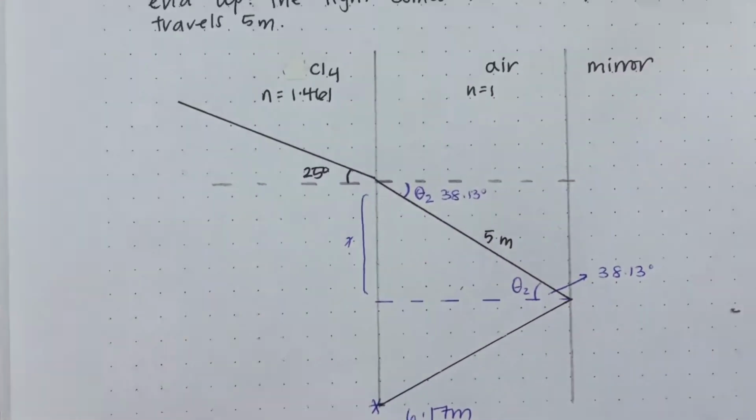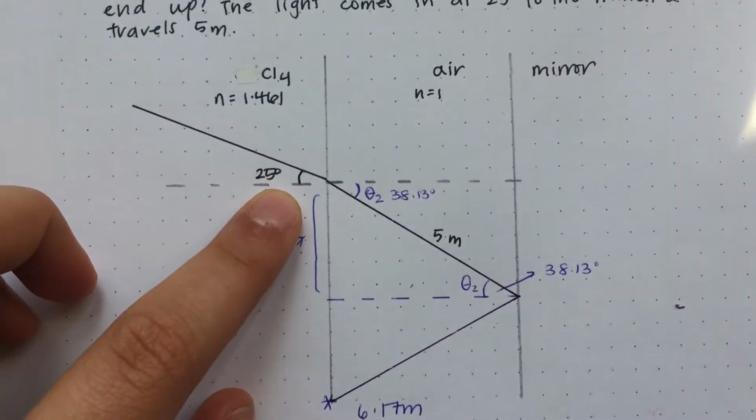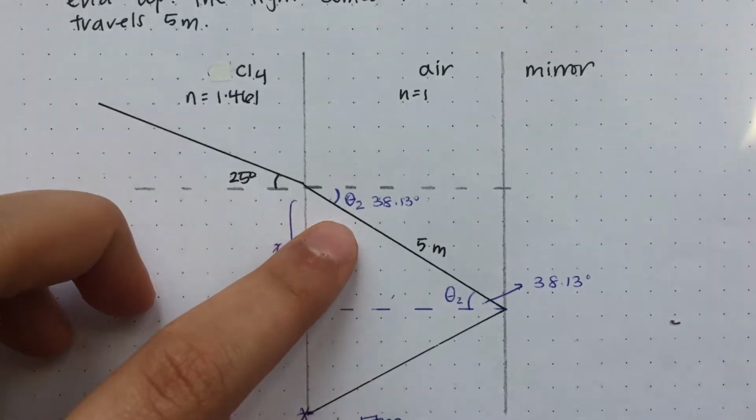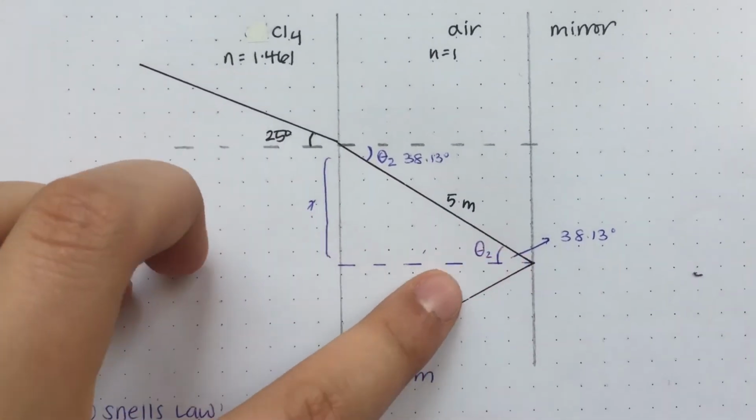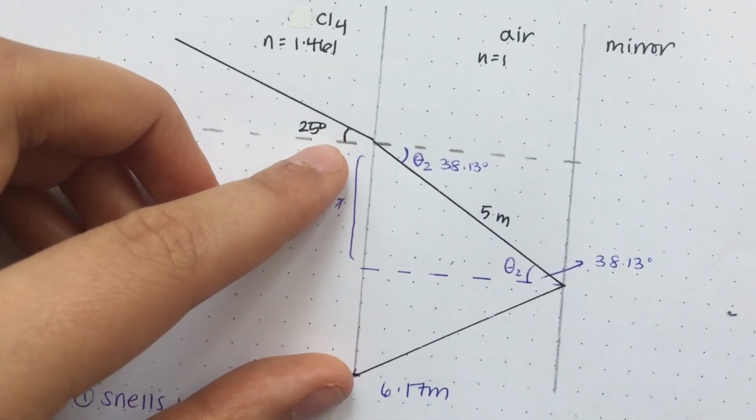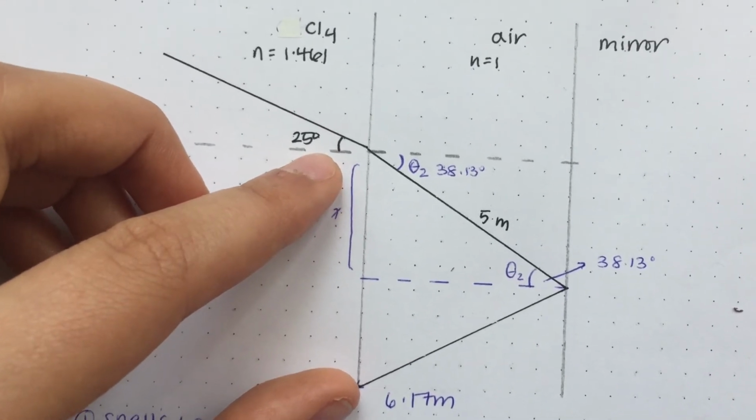So just as a summary, I have my light entering in at 25 degrees. It's being refracted to 38.13 degrees. As it reflects off the mirror, it ends up traveling a total of 6.17 meters in the negative y direction.